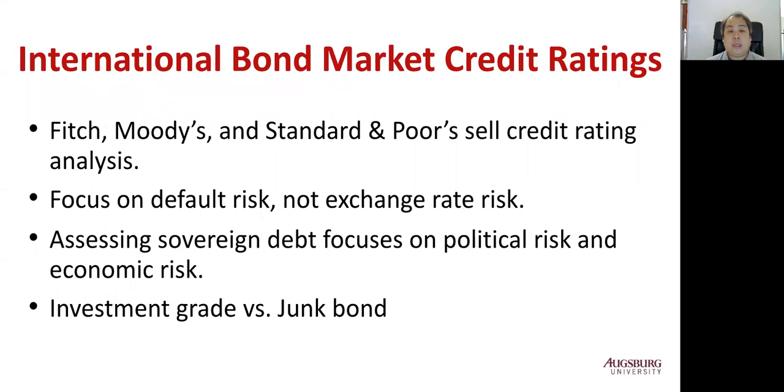They also assess sovereign debt, so national debt, focusing on the political risk and the economic risk. Each company has slightly different notations, but they are mostly pretty similar. Up to BBB, a bond is investment grade, and below that is junk bond, same as domestic issues. So I believe you already know this.